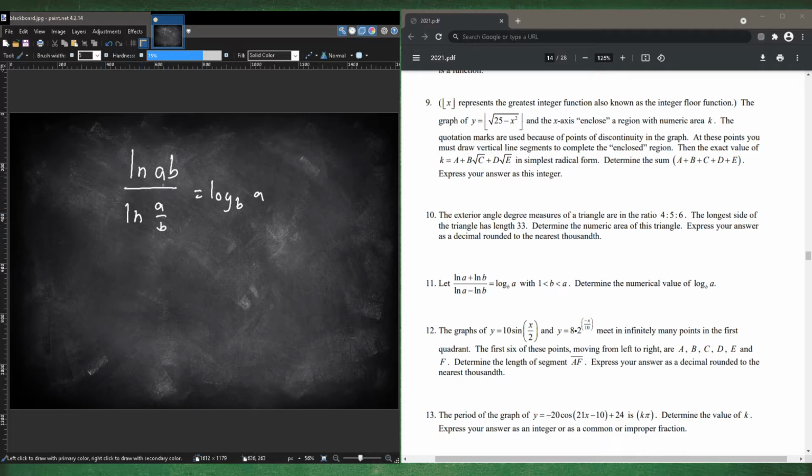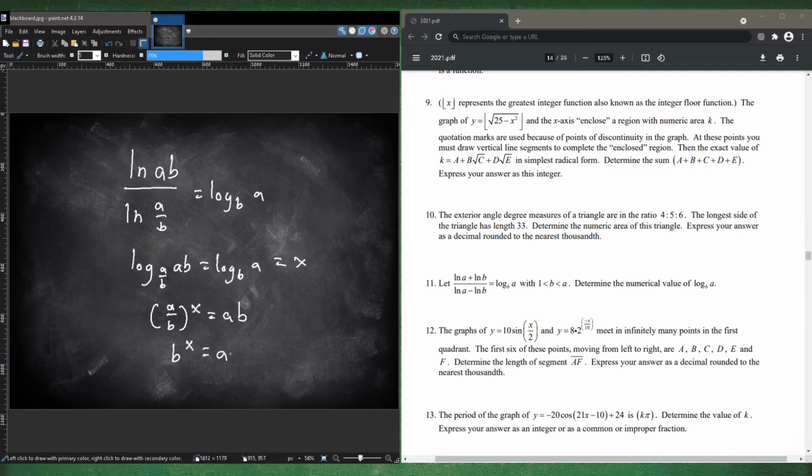So using log rules again, we would change the base. That's just log a divided by log b, and that equals log base b of a. Let's set that equal to x. So that means (ab) to the power of x equals a/b, and b to the power of x equals a.